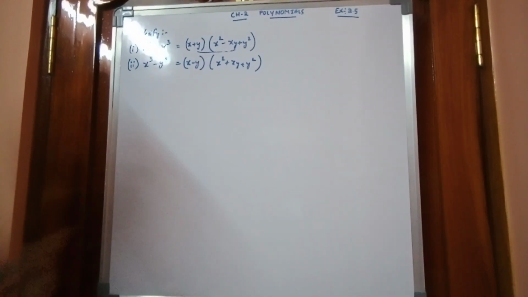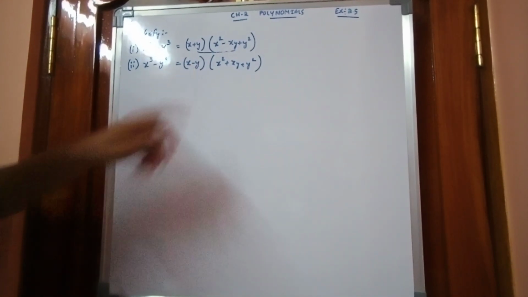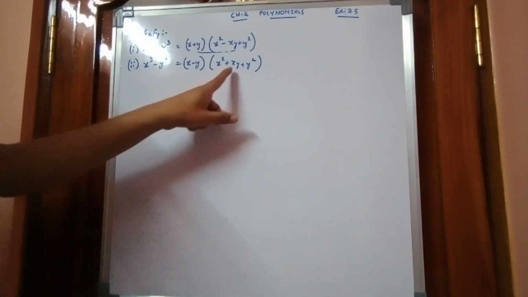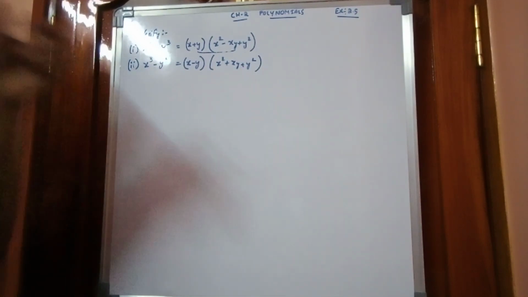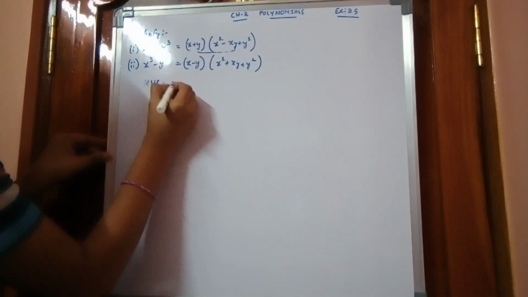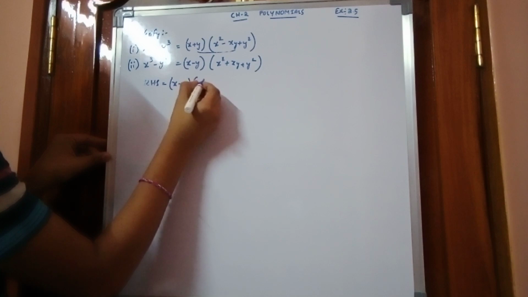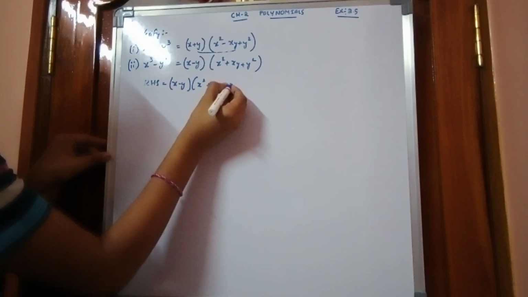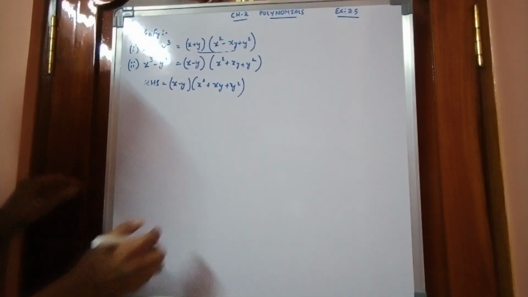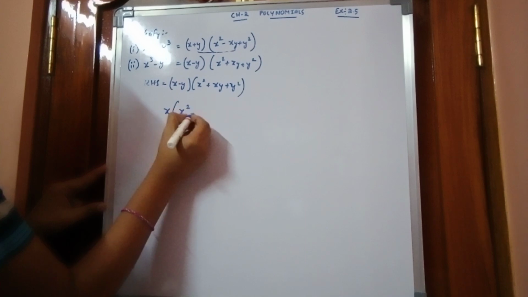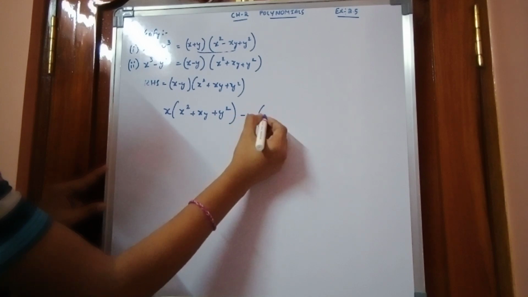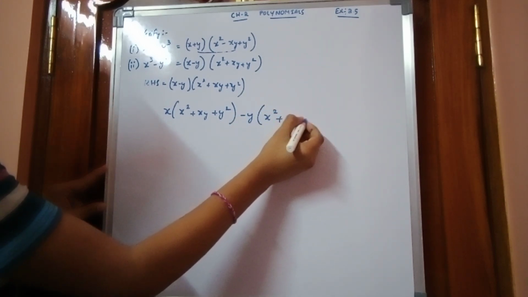So coming to the second one, x minus y whole cube: we have to prove it is equal to x minus y times x square plus xy plus y square. Same as the first one, I am taking the RHS only. So RHS is equal to x minus y times x square plus xy plus y square. Here also, as usual, multiply the binomials first: x times x square plus xy plus y square, and minus y times x square plus xy plus y square.